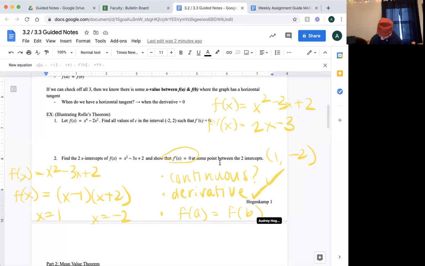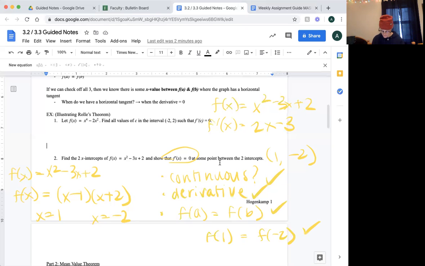So we do have a derivative, and then f of a equals f of b. Well, we need to check that f of 1 is equal to f of -2. If we plug 1 and -2 into our original function, it turns out that this does actually work. So f of a is equal to f of b. I will let you work out that algebra on your own. And since we have met all three of our checkpoints, we know that the derivative will equal 0 at some point between those two.